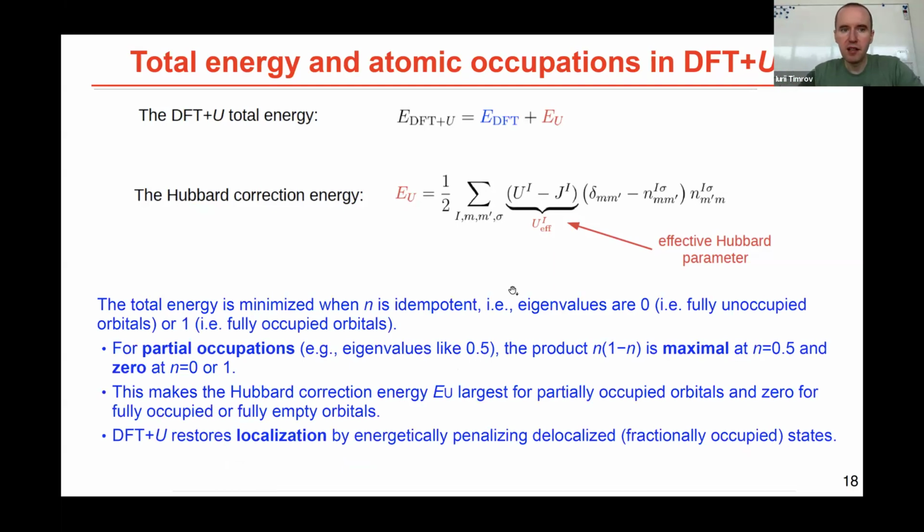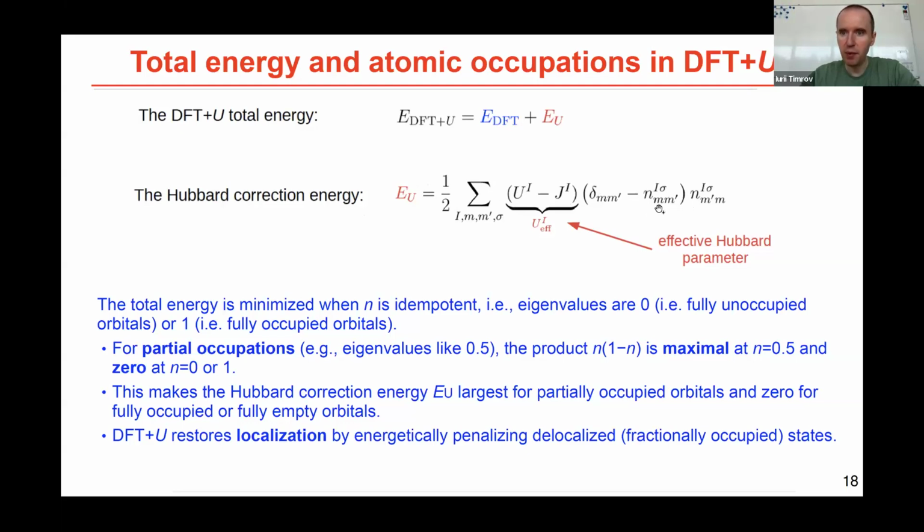Coming back to get a bit of a feeling of how this energy works. This energy can be 0 and it also has a maximum. It's 0 when n is 0 or 1. When n is 0, you multiply by 0 and you get 0. Or when n is 1, the energy is also 0 because you have 1 minus 1, which is 0. So this Hubbard corrective energy has zero value whenever your occupancy is 0 or 1. Basically, you don't do anything.